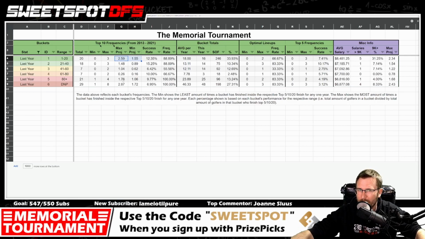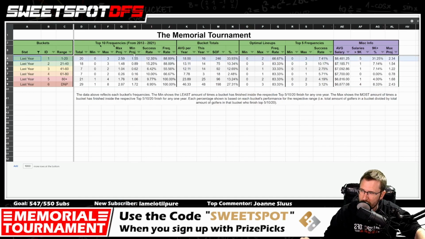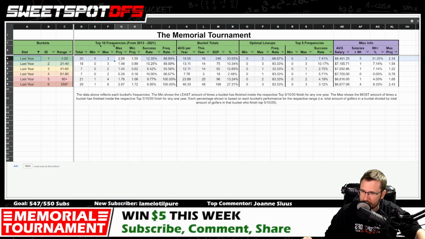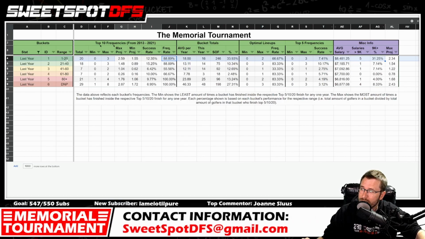So now that we get that out of the way, let's go ahead and get through these buckets. Last year 1, we're projecting 1 to 3. And when we look at the conservative max projection, it's 2.34. That is 3. There are some other stats we can look at. We can look at the success rate. This is taking all of the golfers into account that have ever been in this bucket, which of course is top 20 finishes from the tournament the year before.